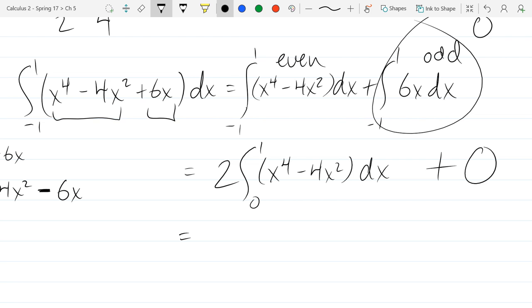So I want you right now to integrate this function. Just power rule: add one to the power, divide by the new power, and the endpoints are super easy to plug in now. Plug in a one, plug in a zero, very easy to do. Just don't mess up on your antiderivative. That's the only slightly tricky part here.